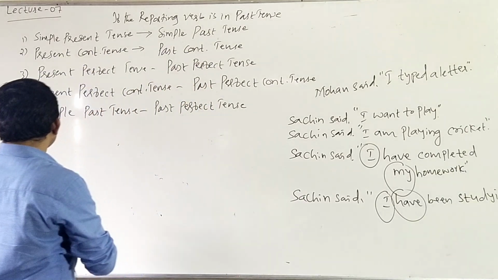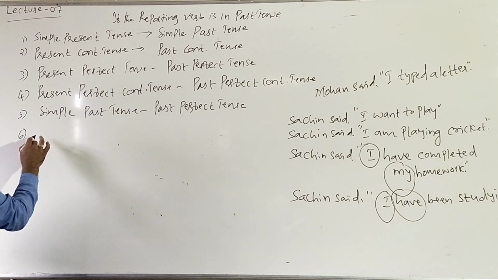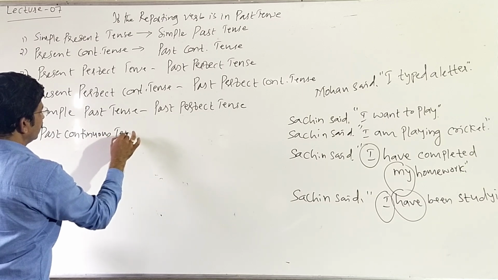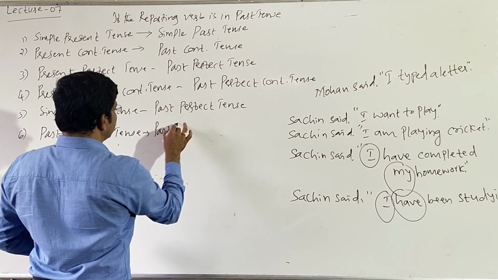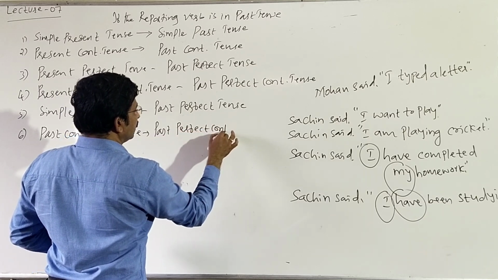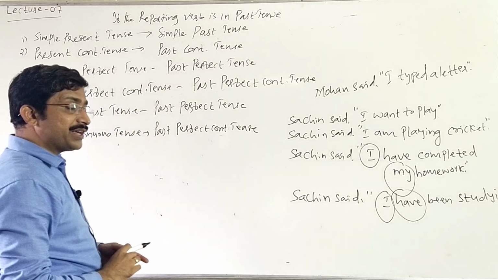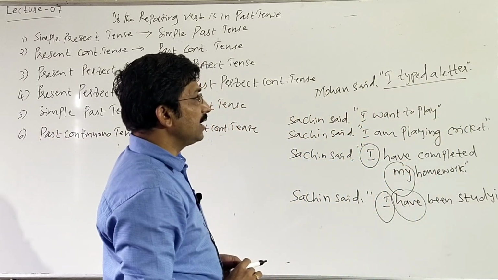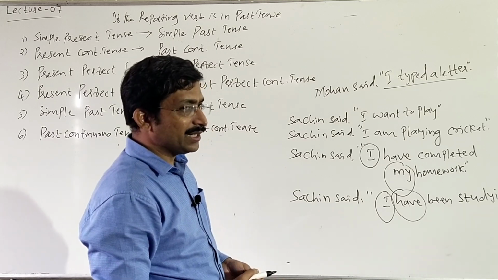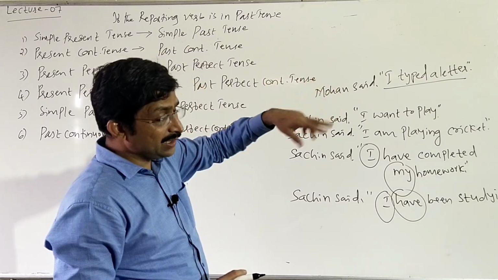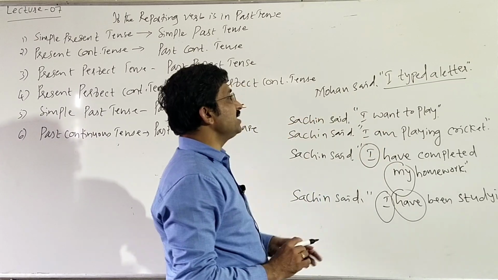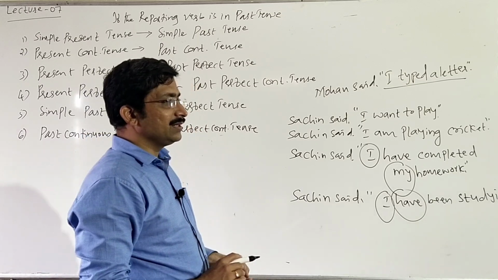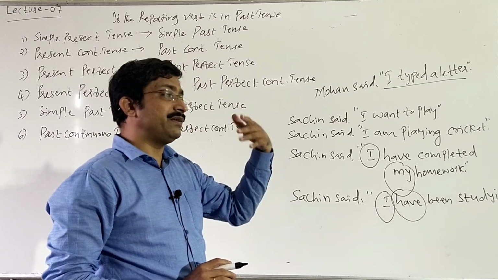And now the sixth one, past continuous tense, is changed into past perfect continuous tense. Students, here the past continuous is: Mohan said, "I was typing a letter." Then the transformation into indirect: Mohan said that he had been typing a letter. So simple past becomes past perfect, and past continuous becomes past perfect continuous tense.